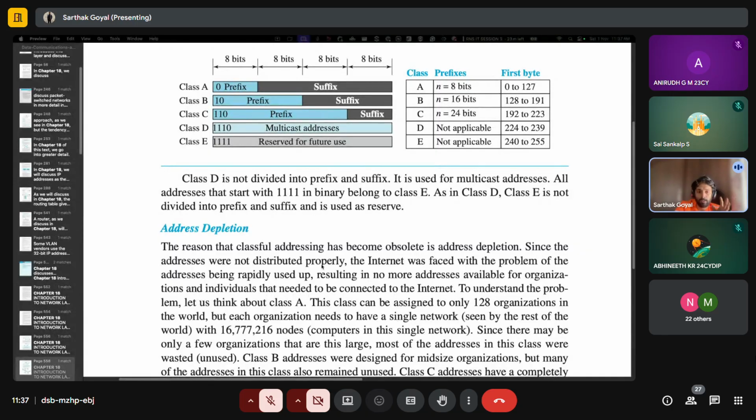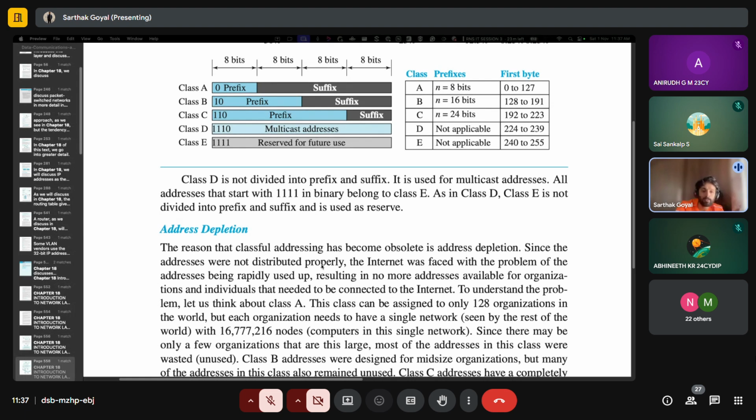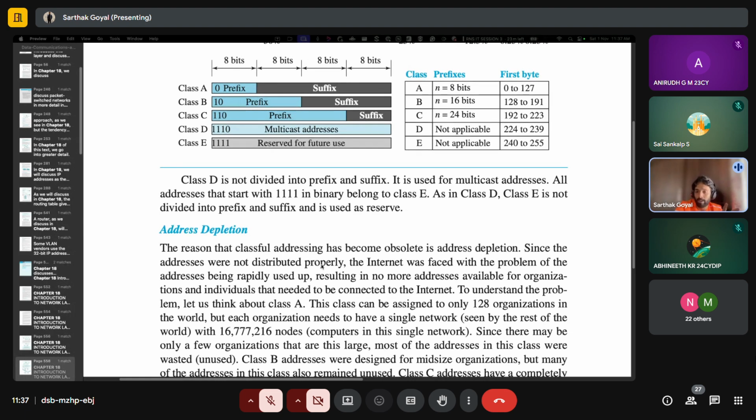2 to the power 3. What is 2 to the power 3? 8. 8 addresses is what UDP can use. All right. Now IPv4 is about 32 bits on the internet.